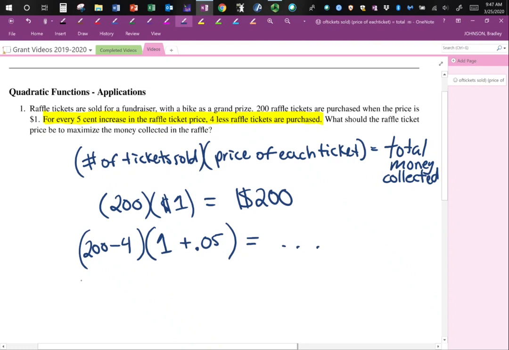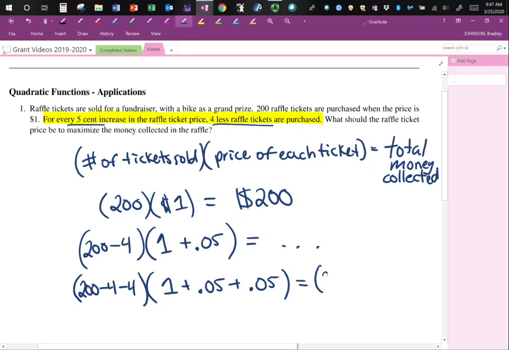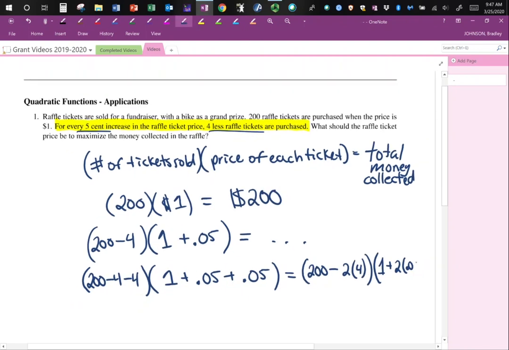Now, what if we do this again? What if we increase another 5 cents? So another 5 cents, we add 5 cents to that. And if we did that, we would have 200 minus 4, and we would subtract 4 again. Because 4 less are purchased every time we do a 5-cent increase. Now, this would really look like 200 minus 8, or you did it twice, 2 times 4, and then this would be 1 plus, we did this twice, right? 2 times 0.05.